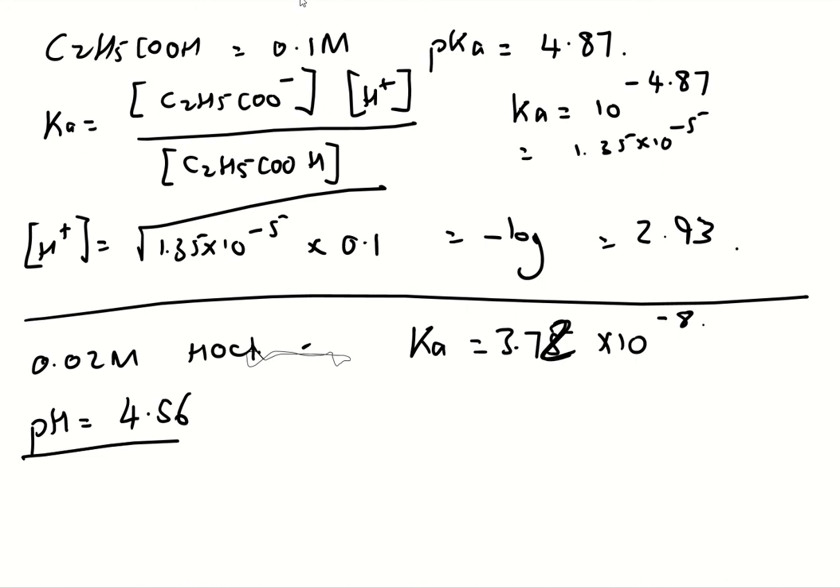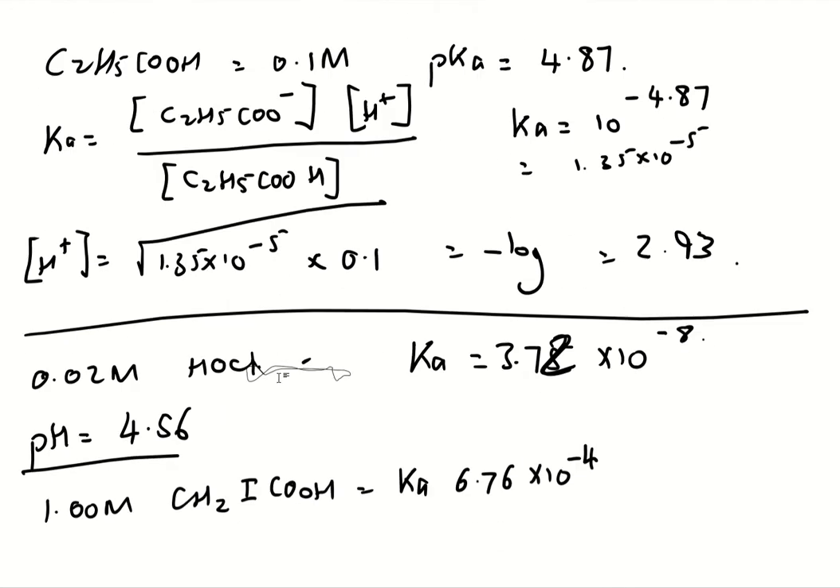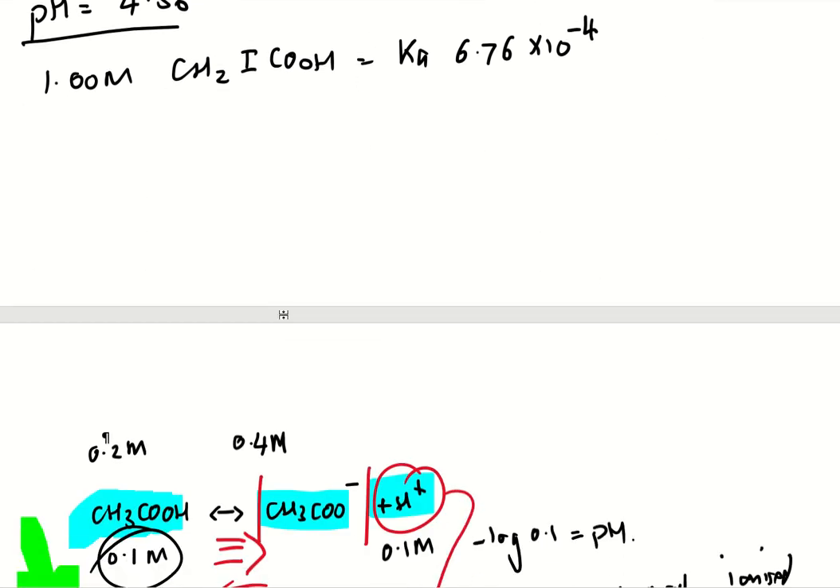Alright, so we'll have another go. We've got 1.00 molar iodoethanoic acid. Again, practice writing the Kas, guys. We'll just do the calculation. This has got a Ka here of 6.76 times 10 to the minus 4. Have a go again. Pause the video there, have a go at that.